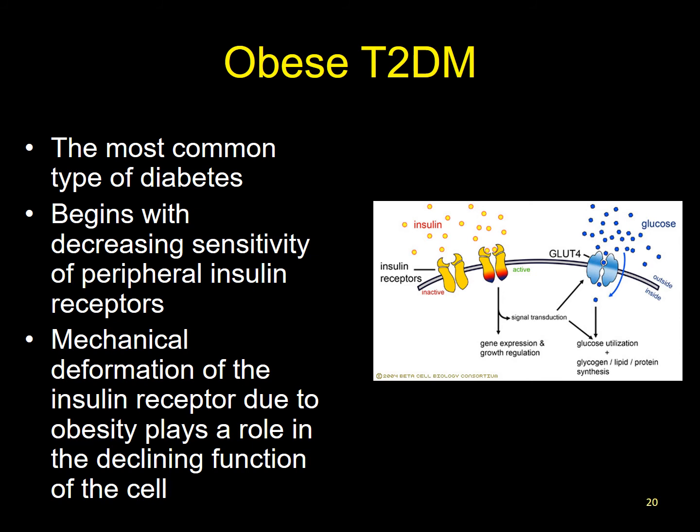It begins with decreasing sensitivity of peripheral insulin receptors from mechanical deformation of the insulin receptor due to the obesity. This is what happens. The insulin receptors just can't work because they're all distended because the intracellular environment is fat. See, this is what's supposed to happen. This little picture to the right-hand side.